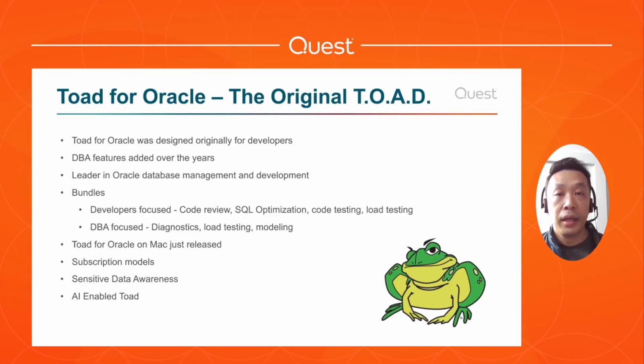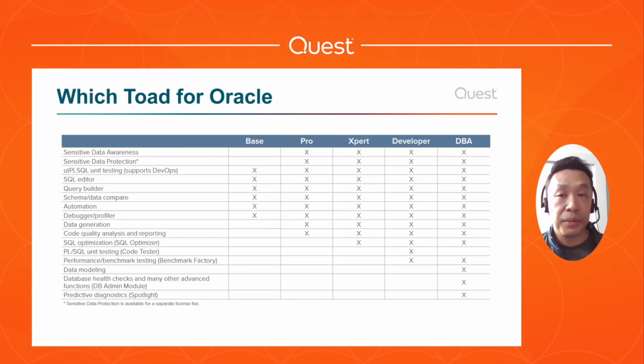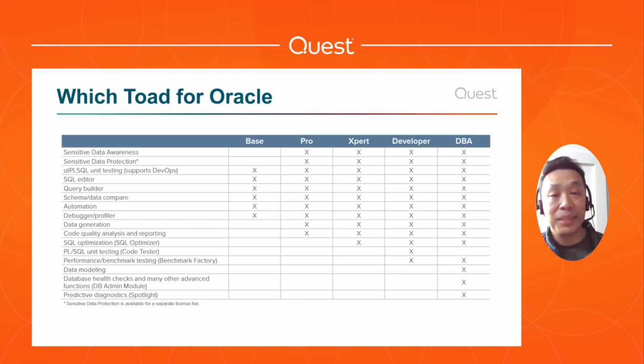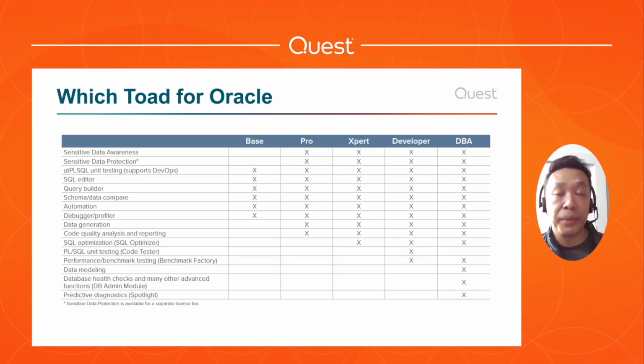This is running down the different editions of Toad once again. The two on the left, the base edition and pro edition, are what a lot of people are familiar with, so a lot of developers and DBAs might be on those. There's an edition like the expert edition that adds in SQL tuning and the SQL optimizer, which can be really helpful: the ability to take your code and automatically get suggestions on how to make that code better. And then we've talked about the developer edition, which has developer features like code testing and code scaling testing solutions.